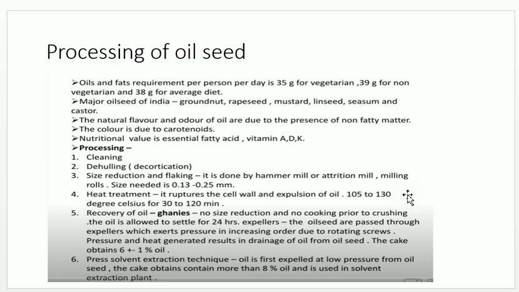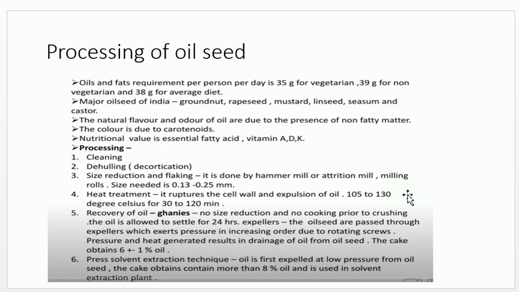For recovery of oil, generally the Ghani method is used. It is a very traditional method. In Ghani, there is no size reduction and no cooking prior to crushing. The oil is allowed to settle for 24 hours.